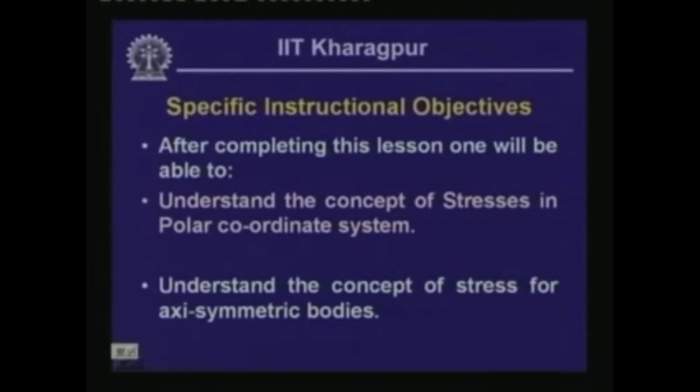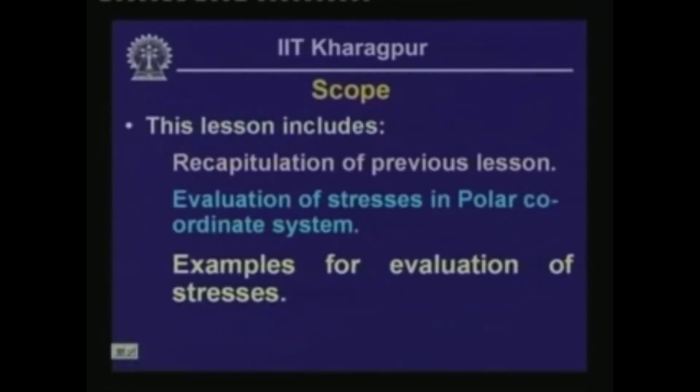We will be able to understand the concept of stress for axisymmetric bodies, which eventually can be derived from this polar coordinate system of stresses, and also we will look into how to evaluate the stresses at different points. Hence, this lesson includes the recapitulation of the lessons which we have discussed already, evaluation of stresses in polar coordinate system, and examples for evaluation of stresses at a point in a stressed body.